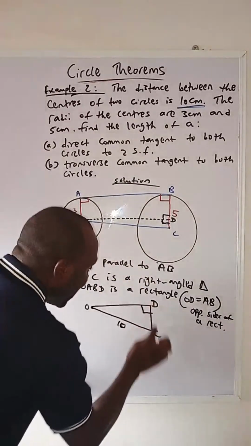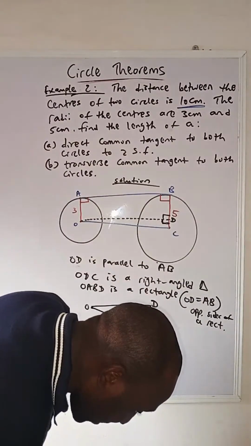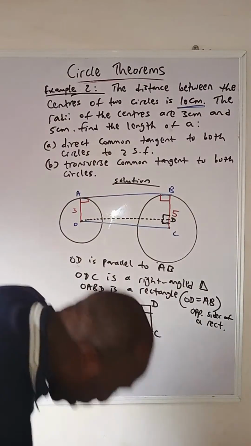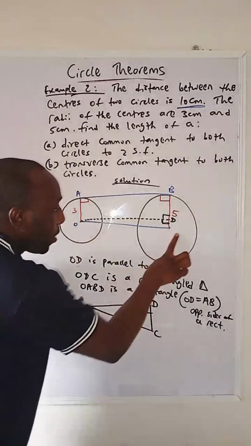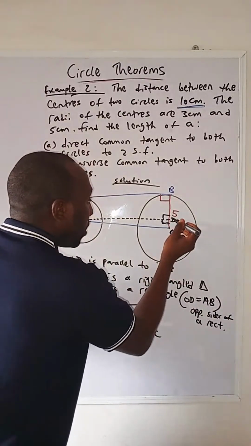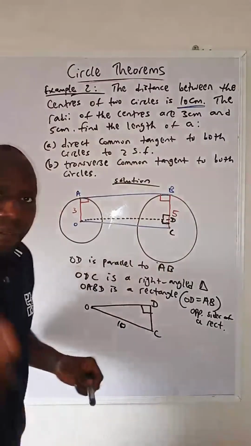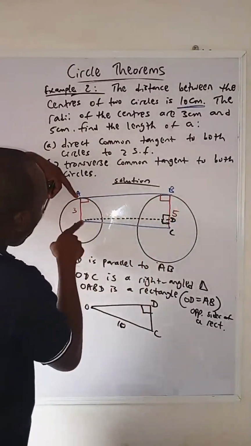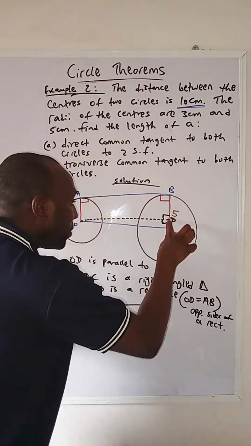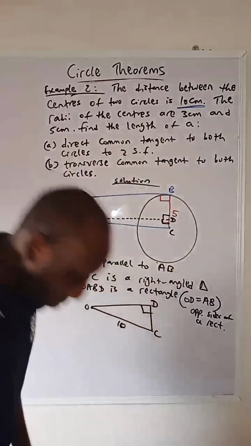But what about DC? How can we get DC? Who can tell us? Thank you, Abdullah. Who can tell us how can we get DC? Let's look at where C is. This is D here. We know that BC is 5, and we know that AO is 3. But how can we get from D to C? Because if we don't get this side, we cannot get OD.